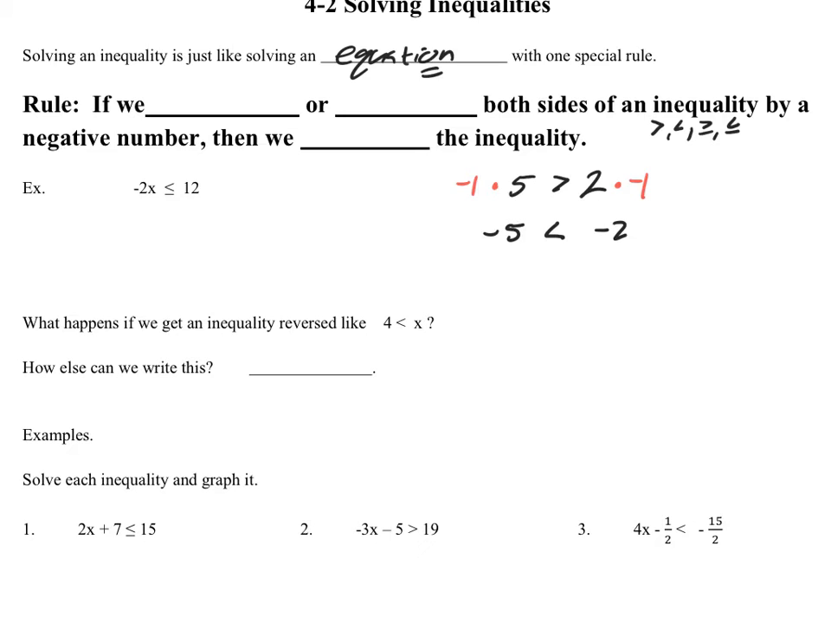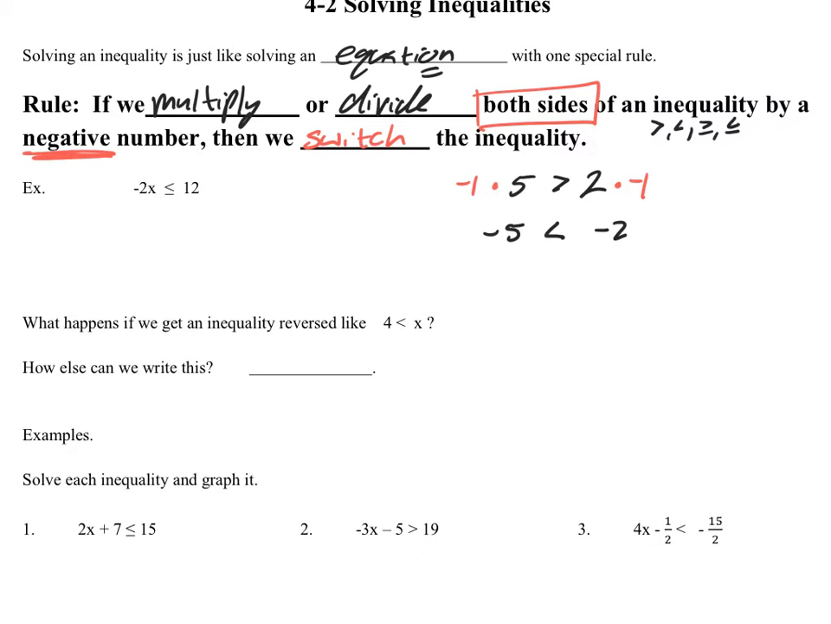So this happens every time we multiply or divide, because remember, division is just multiplying by the reciprocal. Every time we multiply or divide both sides, key thing here, both sides of an inequality by a negative number, we need to switch the inequality. And we can see why by that simple example of what happens when we multiply by just a -1 on both sides. So every single time we need to go ahead and switch that.